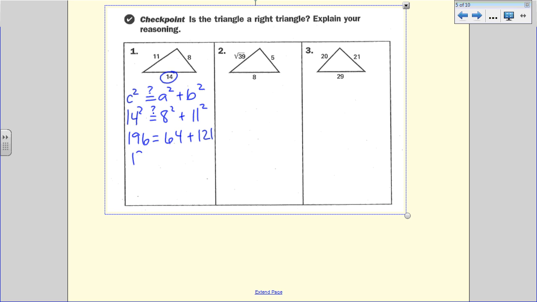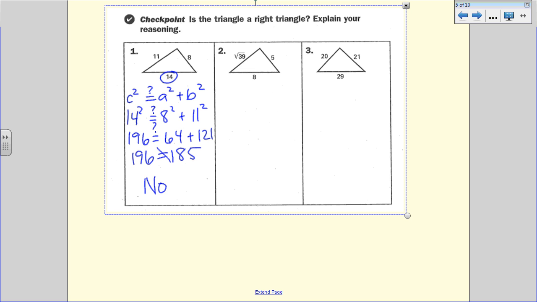So we get 196. Once again, I don't know if they're equal, so I've got that little question mark there. 196, and 64 plus 121, if we simplify that side, is 185. 196 does not equal 185, so our answer here is no. It does not make a right triangle because the longest side squared does not equal the other two sides squared and added together. Now, number 2, guys, we need to be careful here because they start giving us numbers in radical form, or our side lengths in radical form.